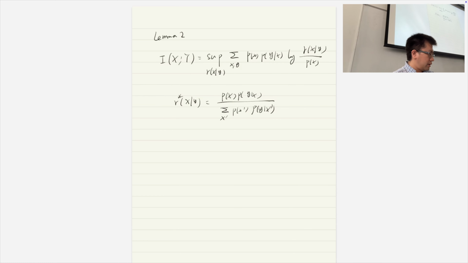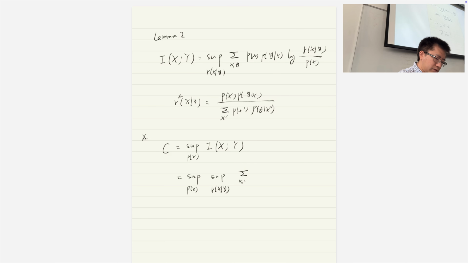Therefore, for the channel capacity problem, we can write C, the channel capacity, as the supremum of the mutual information over P_x. So I have two sups here. The first sup is over P_x, and the second sup is over R_{x|y}, and then we have this.